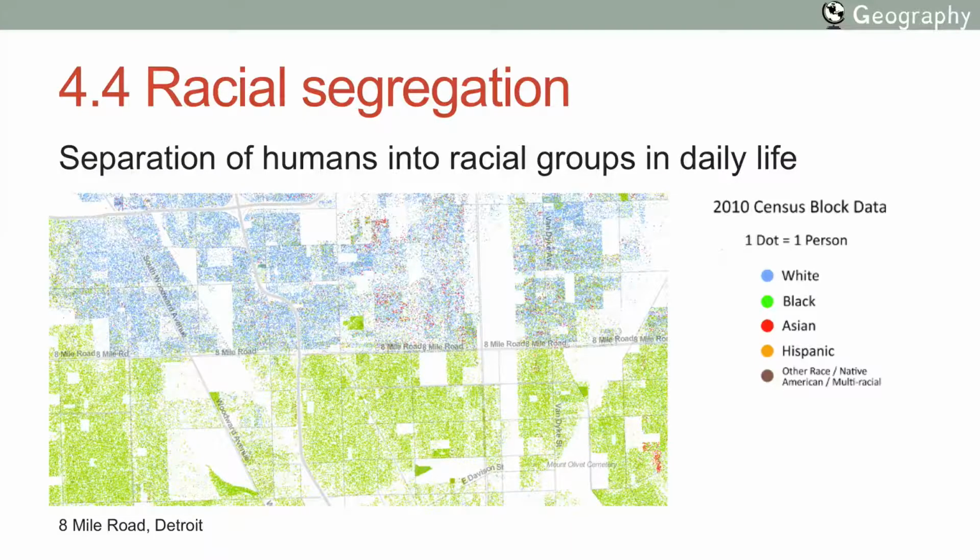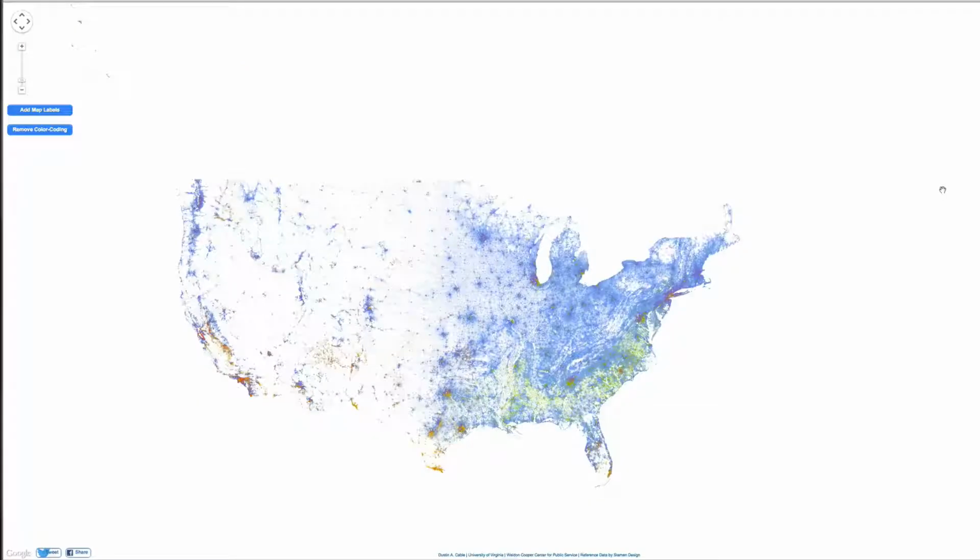You have south of the 8 Mile Road in Detroit a majority of black people living there, and north of the 8 Mile Road a majority of white people living there. So let's see if we can observe the same phenomenon in Chicago. For this, I found a very interesting map on the internet. It's called a racial dot map.